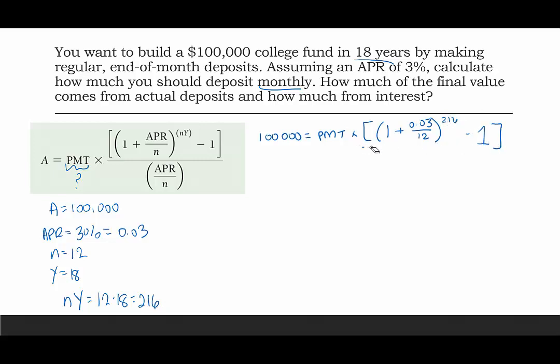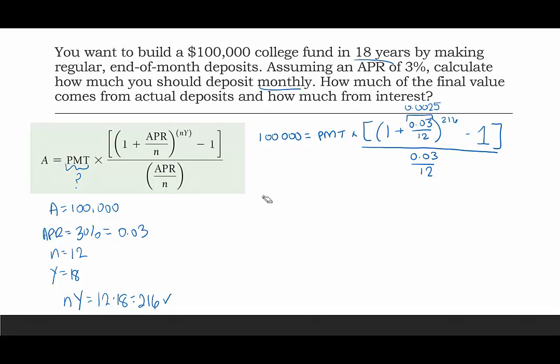And all of this is divided by, remember we repeat what we have in the parentheses, 0.03 divided by 12. We want to do this one step at a time using order of operations. We already took care of the first thing, which was this raised to the n times y. Now we want to work inside the parentheses. We see division. 0.03 divided by 12 will become 0.0025. I just want to clean it up step by step because I know I'm going to run out of room.